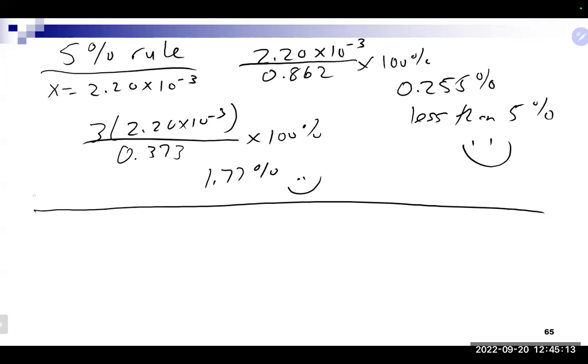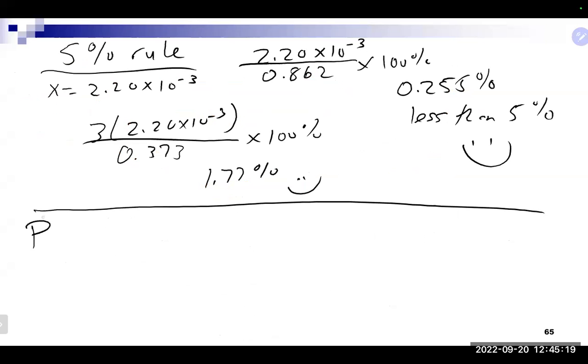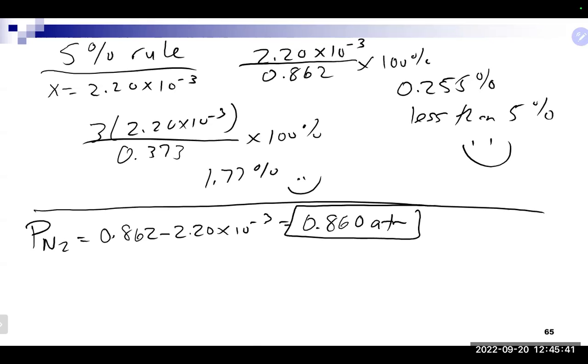All right, now that we checked that it's all good, we actually should solve the deal here. So that means that our pressure of N2 would be 0.862 minus X. And that would be 0.862 minus 2.2 times 10 to the minus 3. Gets us 0.860 atmospheres. Needs a unit since it's a pressure.